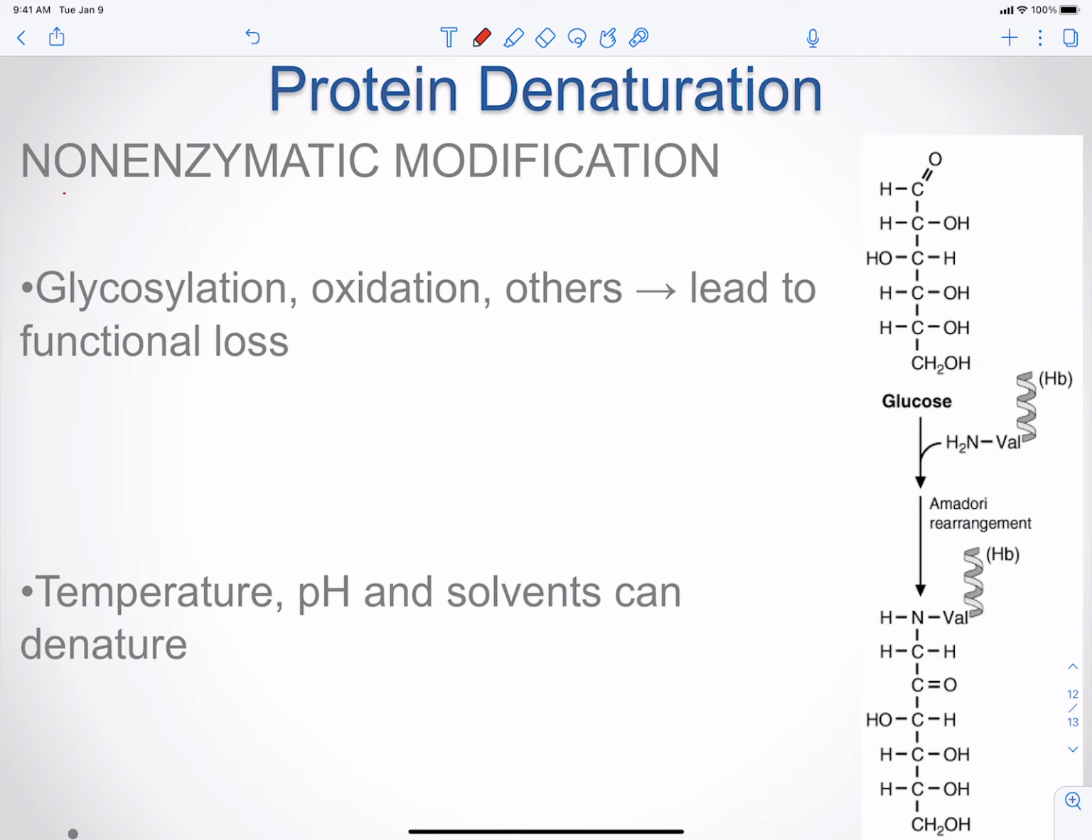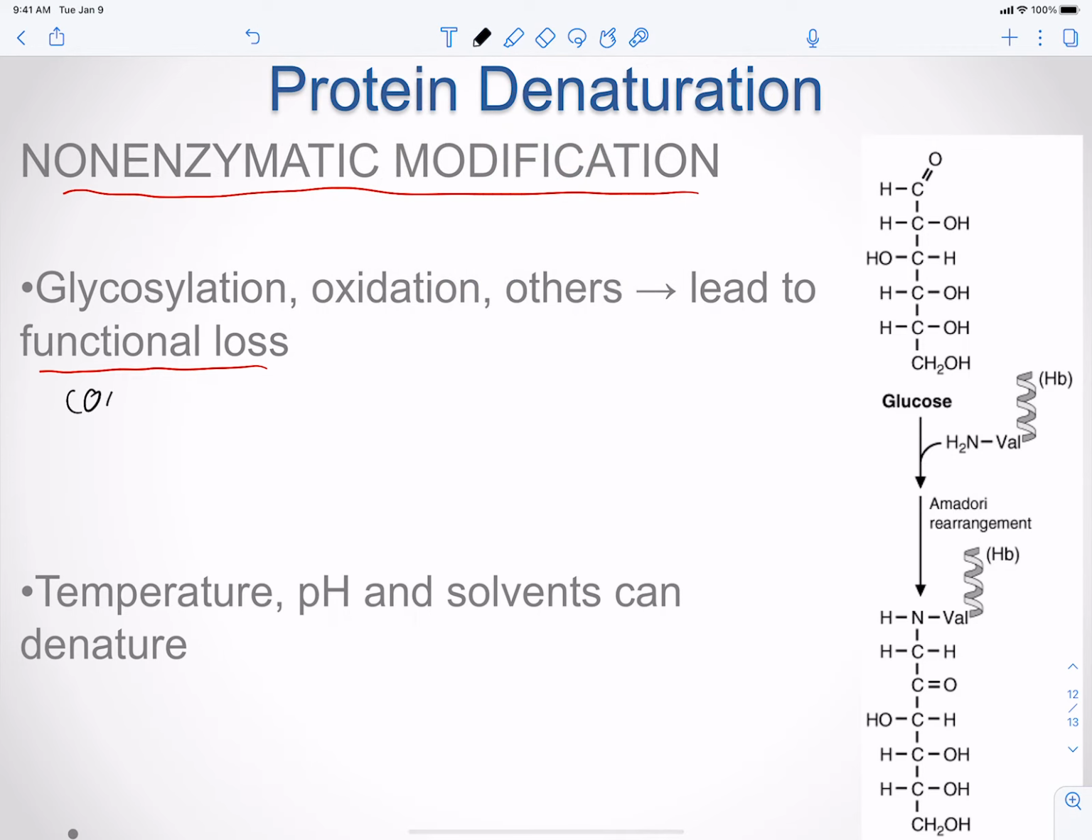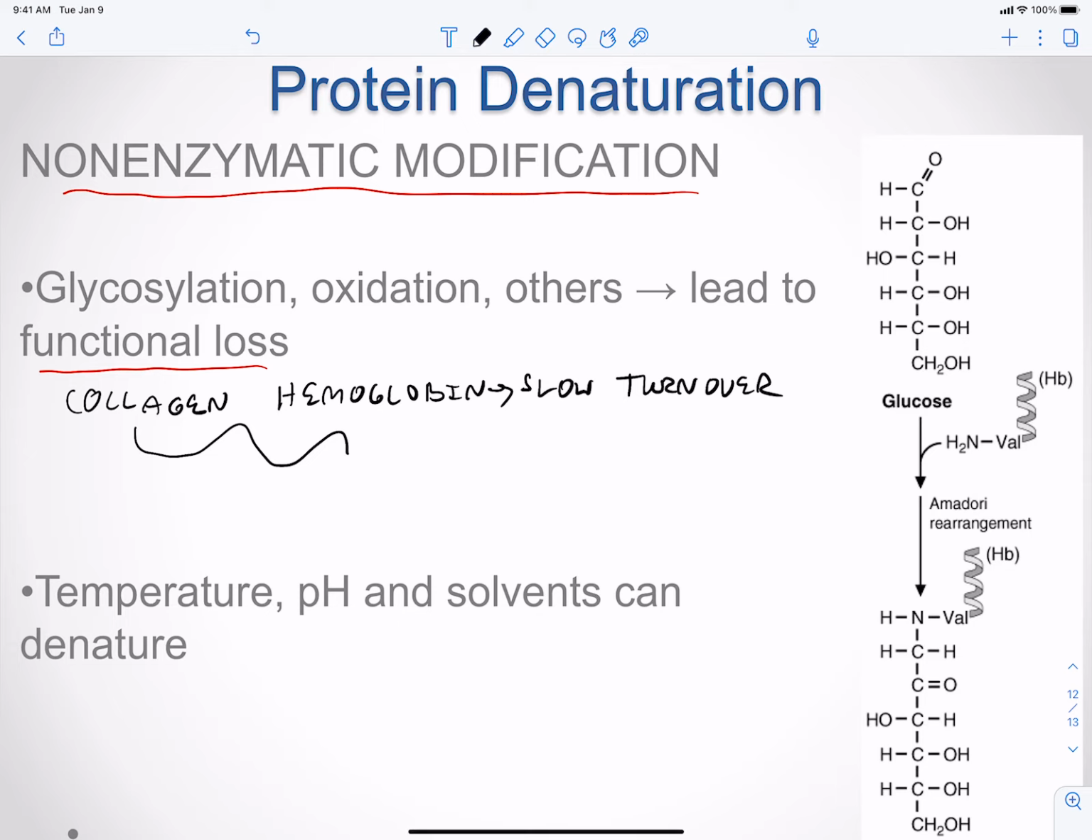Some non-enzymatic modifications can change functions of proteins as well, and some of them are on purpose. We can have glycosylation, adding sugars, and oxidation, and these can lead to a functional loss. Sometimes you add things to control proteins. You make the protein, but you don't want it to work too quickly, so you glycosylate it. There's going to be slow turnover of proteins, such as collagen or hemoglobin. These are slow turnovers, which means they last a relatively long time. So these are going to be glycosylated, so they don't get broken down or used up too quickly.